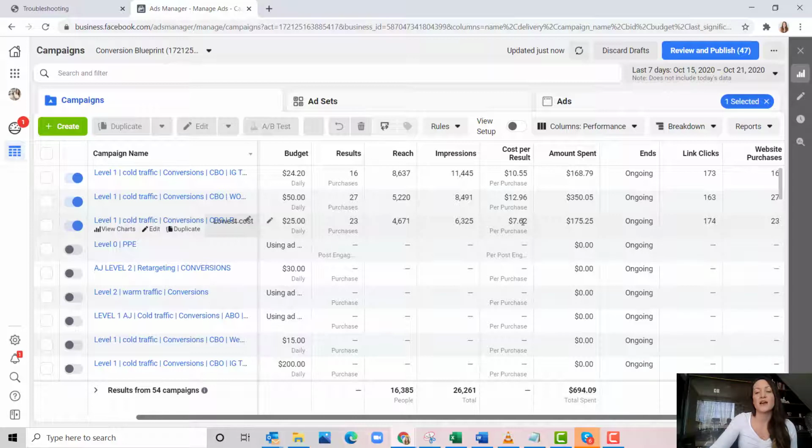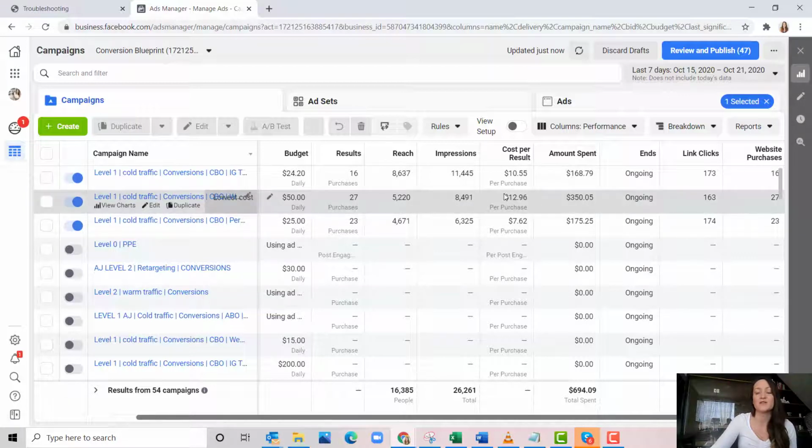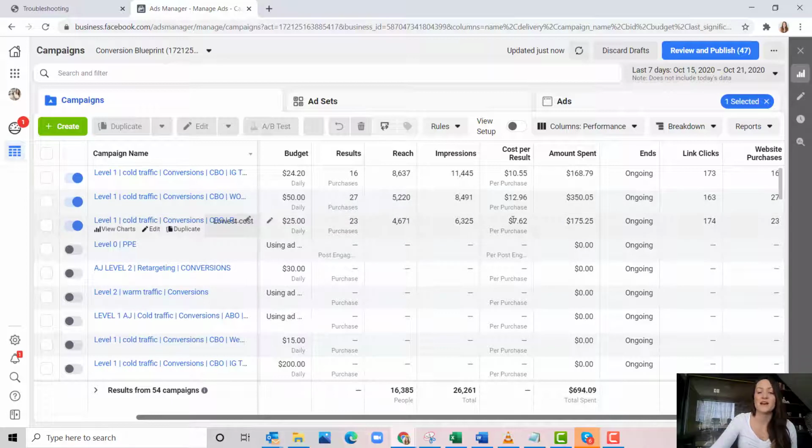So I'm selling Instagram templates, story templates for $9. So the cost per result is higher than these $9. Here I'm selling workbook templates for $7. My cost per purchase is higher than $7. And here I'm also selling workbook templates for $7, and also here my cost per purchase is higher than that. But in my funnel, I also have order bumps and upsells. So it might as well be that these campaigns are performing well.